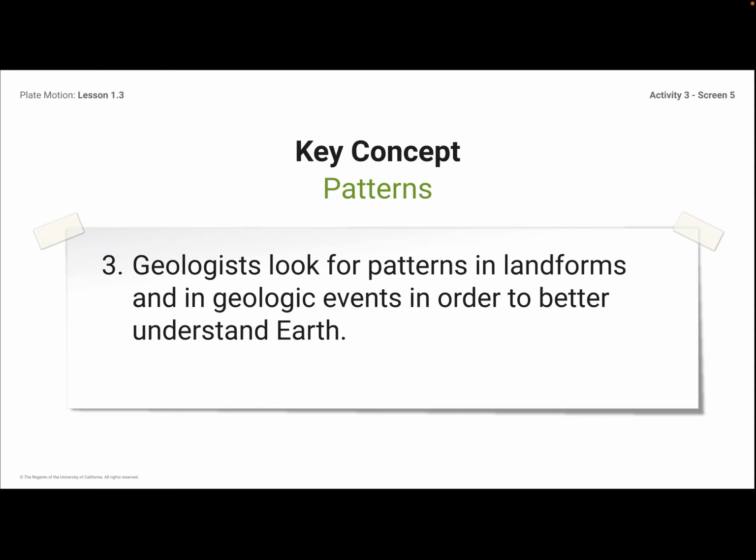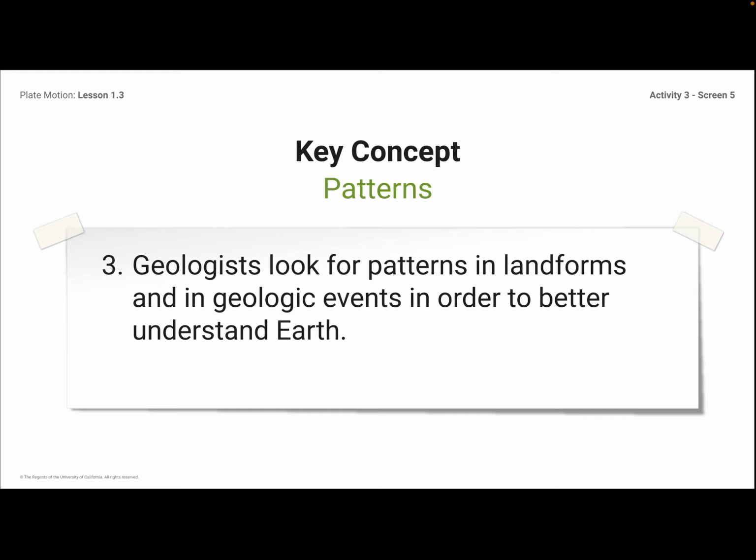Okay, I have a third key concept for you. Key concept number 3 says geologists look for patterns in landforms and in geologic events in order to better understand Earth. And that's true for, yes, earthquakes and plate boundaries, but think back to what we did in the Geology on Mars unit when we were looking at landforms. What patterns did we see so that we could say we think this is what caused it?